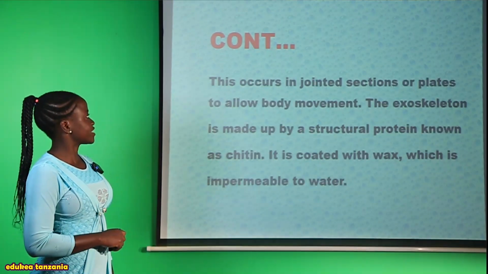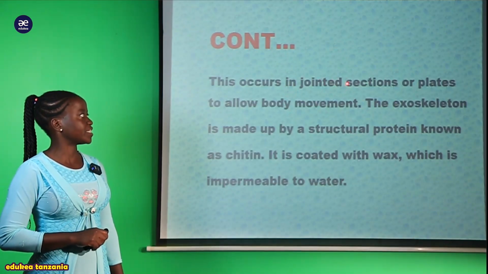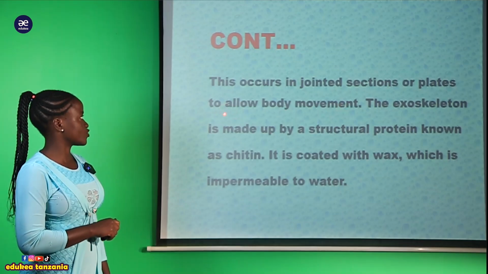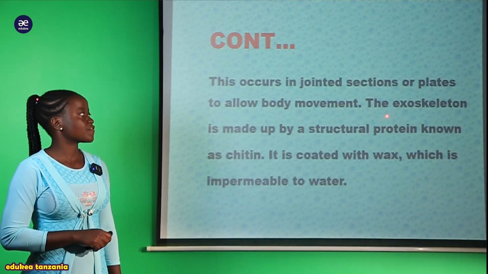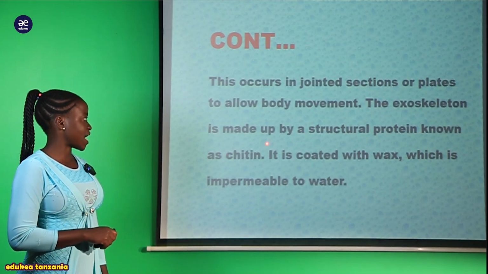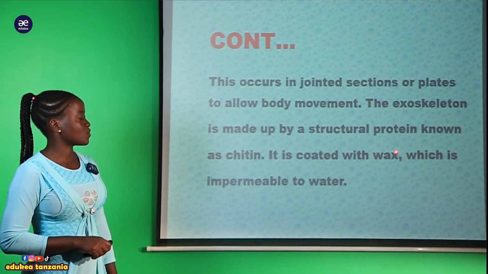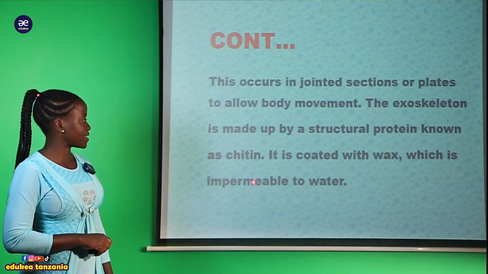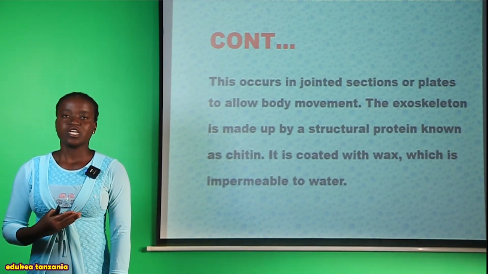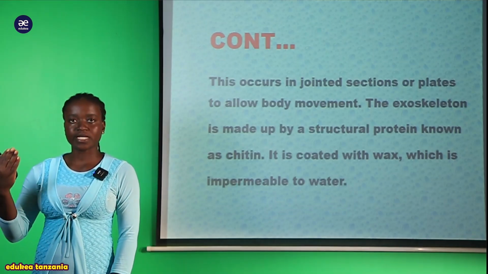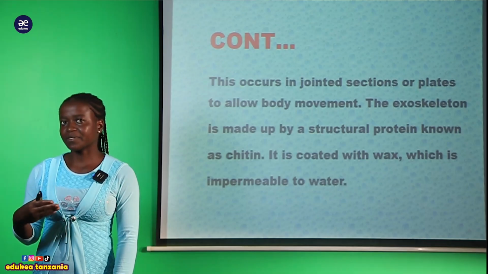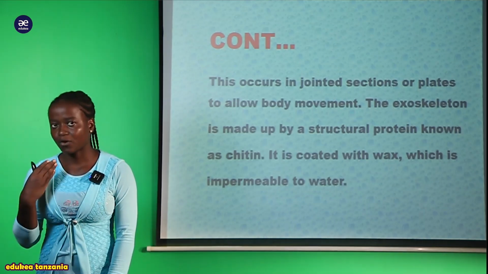So we can say that this occurs in jointed sections or plates to allow body movement. So the exoskeleton is made up of a structural protein known as chitin. It is coated with wax which is impermeable to water. Kwa sasa ukienda kuangalia ile structure yao pia kwa nje imetengenezwa na exoskeleton. Hiyo exoskeleton imetengenezwa na chitin. So chitin ndio ambayo imetengeneza structure ya exoskeleton ya cockroach.